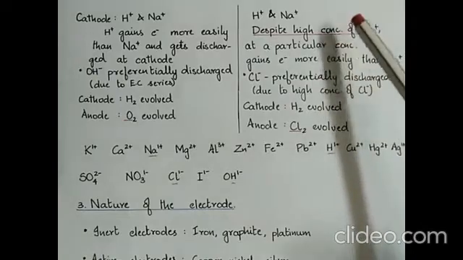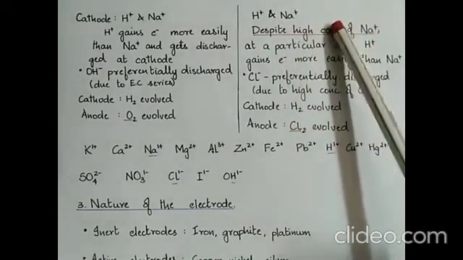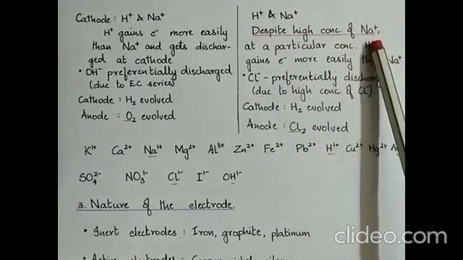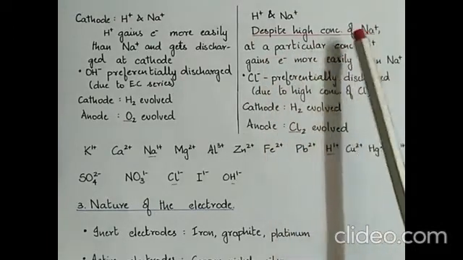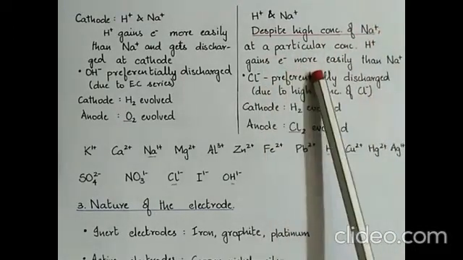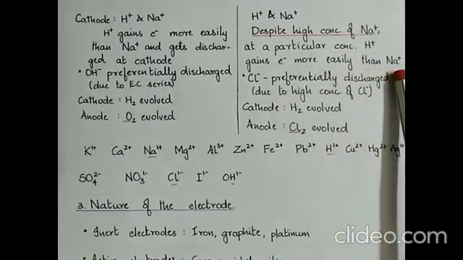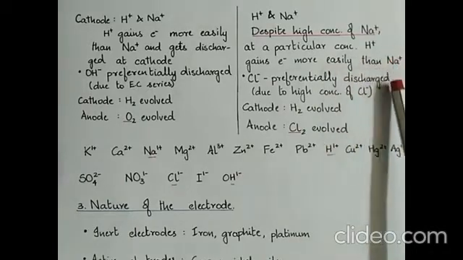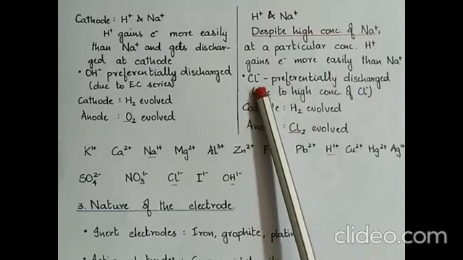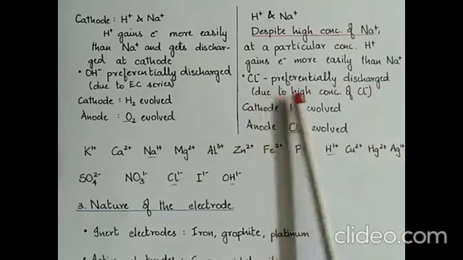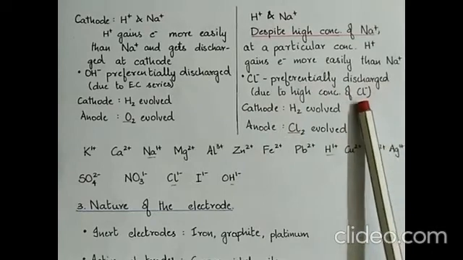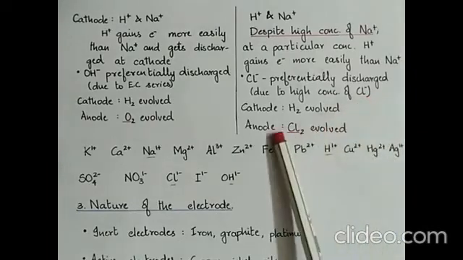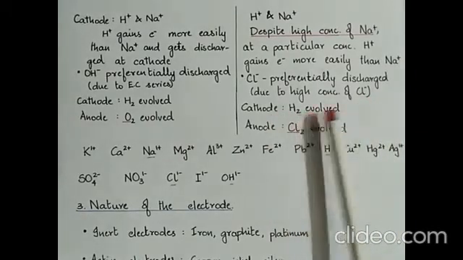Now concentrated NaCl. Both H plus and Na plus ions move towards the cathode to get discharged, but despite the high concentration of Na plus ion, at a particular concentration, instead of Na plus, H plus ion gains electrons more easily than Na plus. Therefore, here again, H plus ion is discharged at the cathode. Then Cl minus ion gets preferentially discharged due to the high concentration of chlorine ion. So it is a concentrated solution. Therefore, the chlorine ions are more concentrated. Therefore, at the anode, chlorine is evolved and at the cathode, hydrogen is evolved.